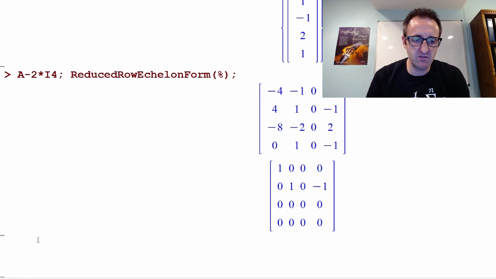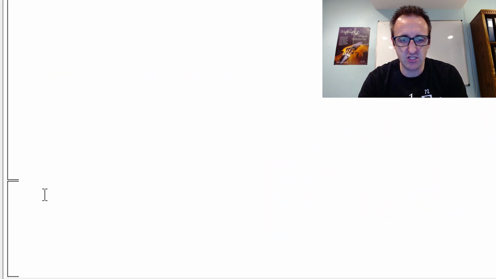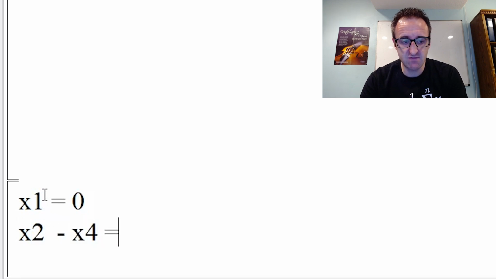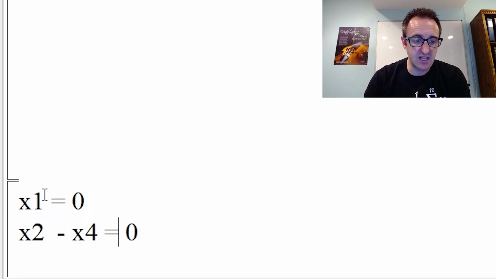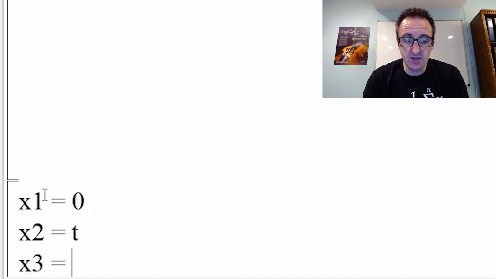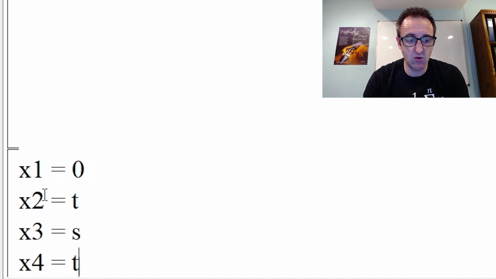Since we have 2 free variables, we'll let x3 be s and x4 be t again. The first equation says that x1 has to be equal to 0. The second one says that x2 minus x4 is equal to 0, but x4 we said is going to be t. So we can add that t to the other side and we get that x2 is equal to t. x3 we said was s, and x4 is equal to t.